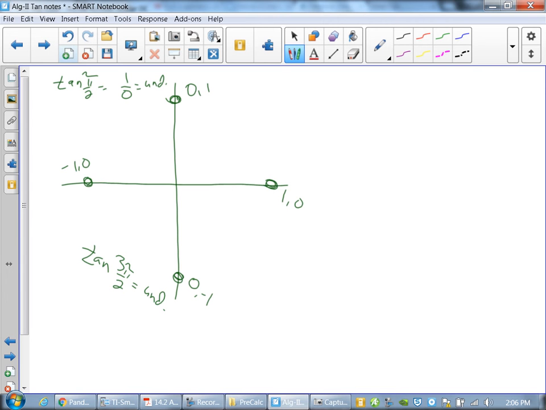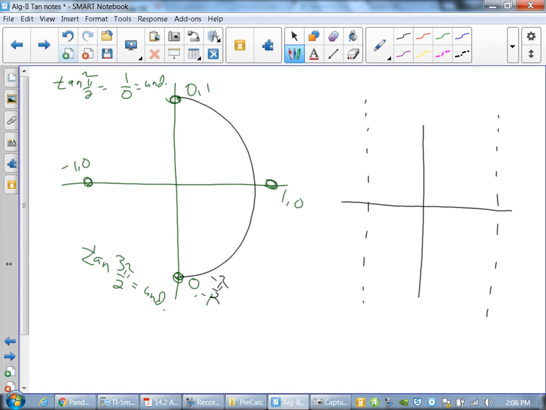So what we do is the following. In a tangent graph, we place asymptotes at pi over 2 and negative pi over 2. What's the distance between those two? Pi. The distance between those is pi. So the period for a basic tangent function is pi, because as soon as it hits pi over 2, it hits an asymptote and then it jumps around again.